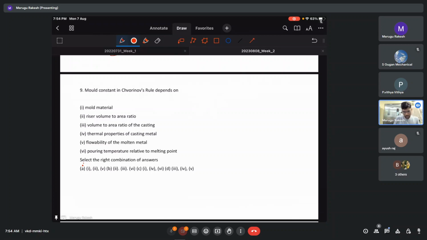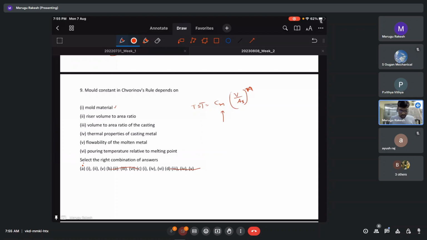So this is about Chvorinov's rule, right? We'll just write the formula for simplicity: solidification time is Cm multiplied by volume by surface area, whole square, or n. Okay, let us keep n for general. Now, first one is mold material. They are asking about mold constant, that is Cm. It depends on the mold material. Yeah, true. So one is true. So you can directly strike off B as well as D. We are left with A and C.